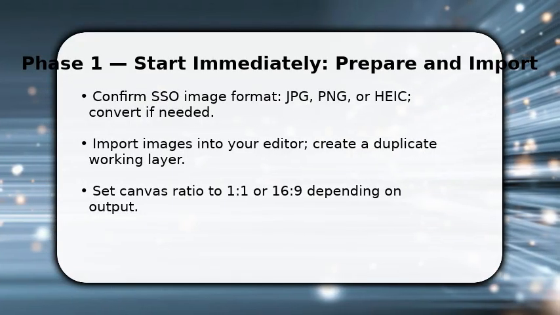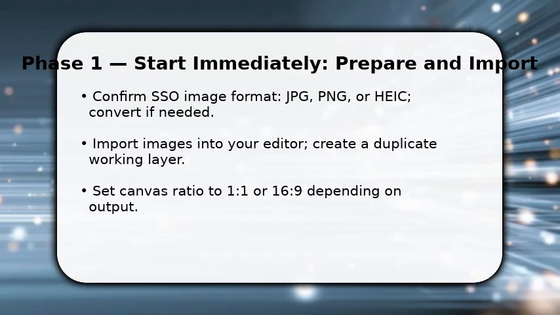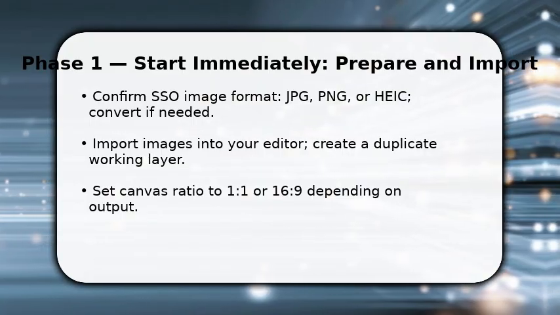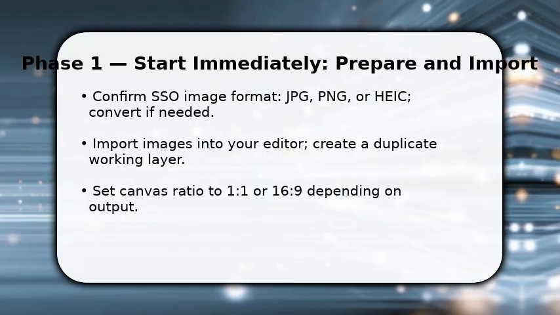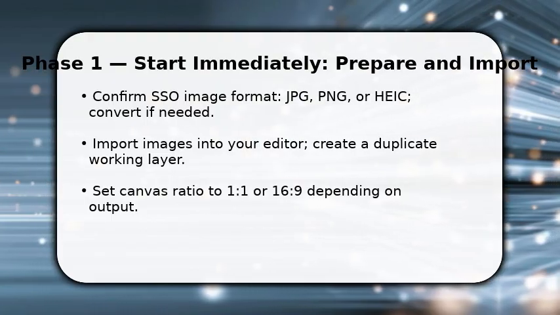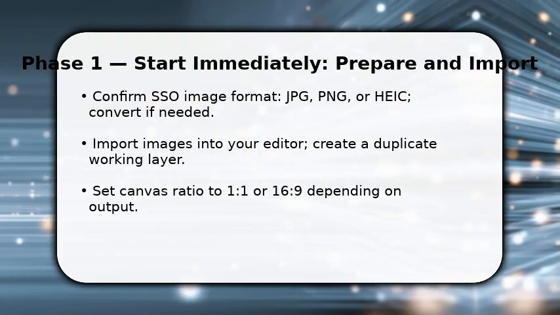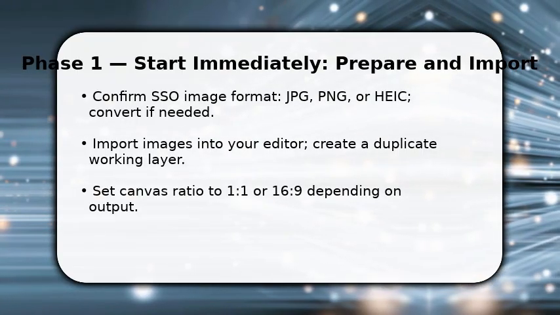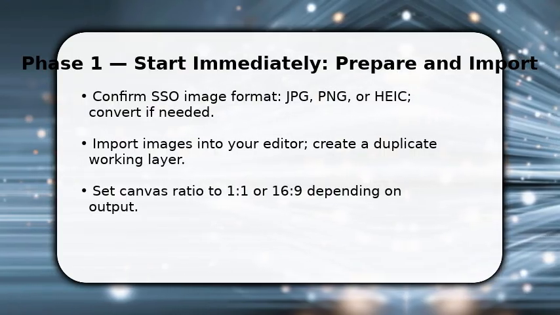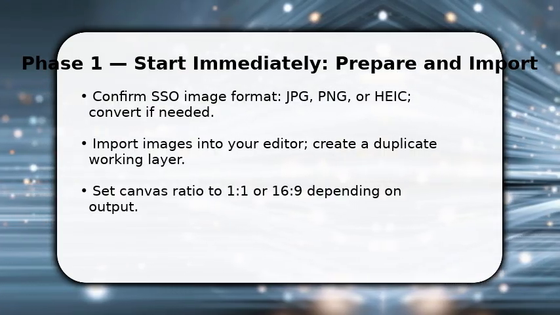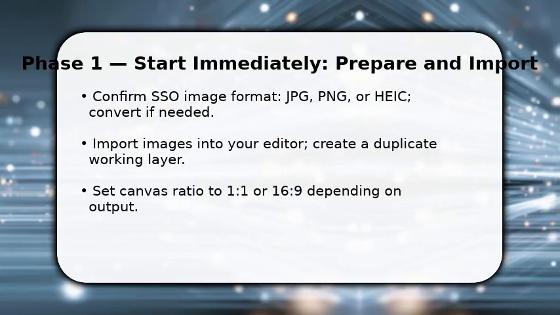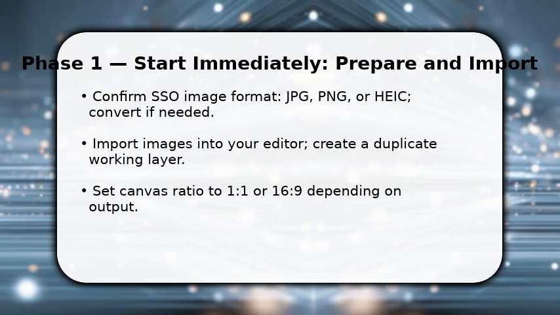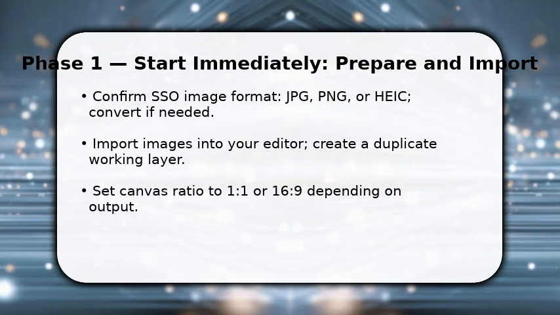You begin now by checking file formats and importing images into your editor. Do not stall. Duplicate the layer so originals stay intact, then set the canvas ratio to 1:1 or 16:9 depending on where the SSO picture will be used. Once done, apply a quick auto exposure or histogram correction to get baseline brightness and contrast. Make sure to name the working file clearly, because organized files save time later. This avoids confusion when you return to edits or produce multiple variants.